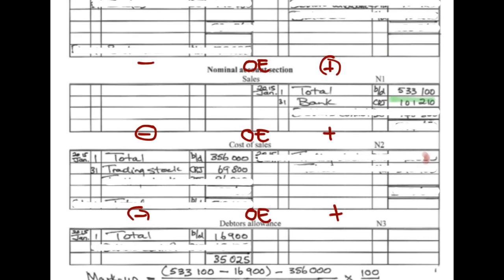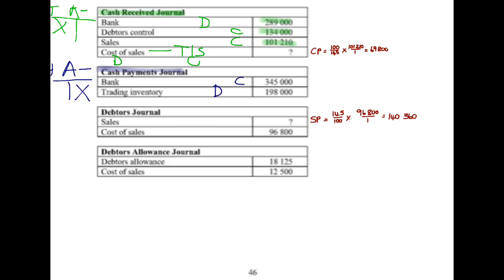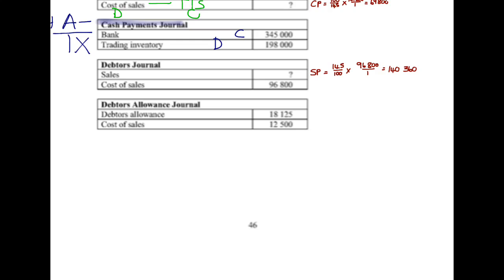So if bank were asked, I would have taken that to the credit side of bank. Now it isn't asked, but trading stock were, so I take the entry to the debit side, saying that bank would have been the credit, CPJ 198,000 Rand. Now for the next one, the DJ.